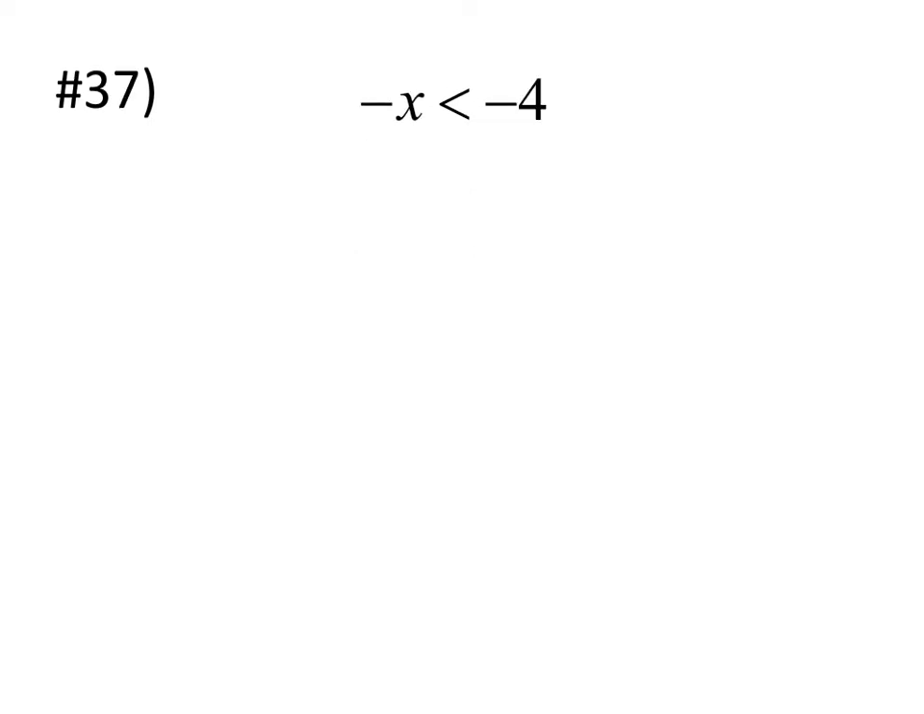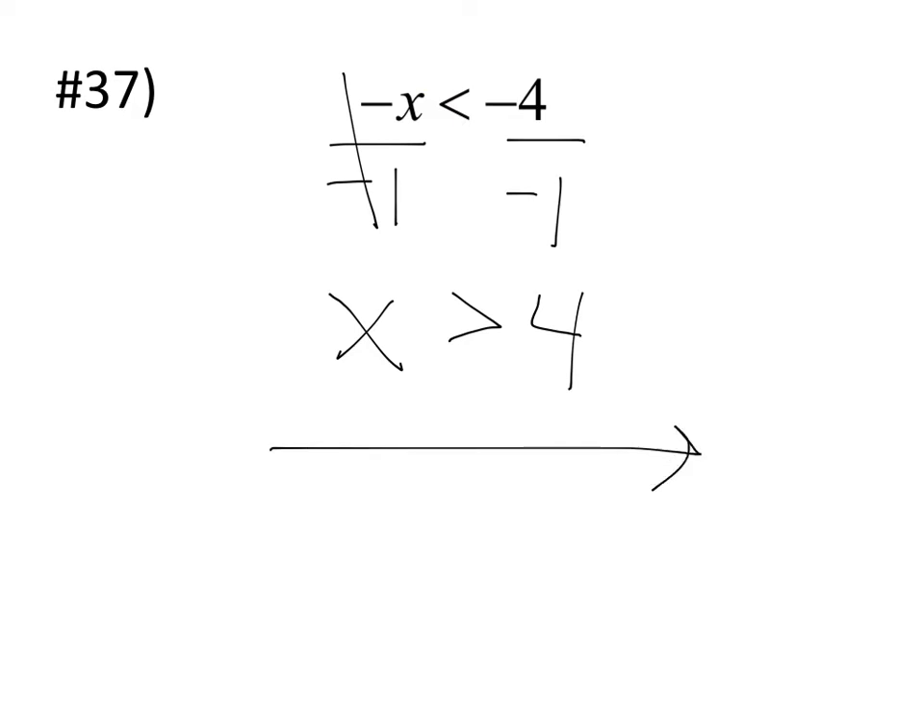Okay, here we have negative x is less than negative 4. So we're going to divide both sides by negative 1. When you divide an inequality by a negative, you need to flip the sign. So it was less than, now it becomes greater than. And a negative divided by a negative is a positive. So we're going to go ahead and graph this.